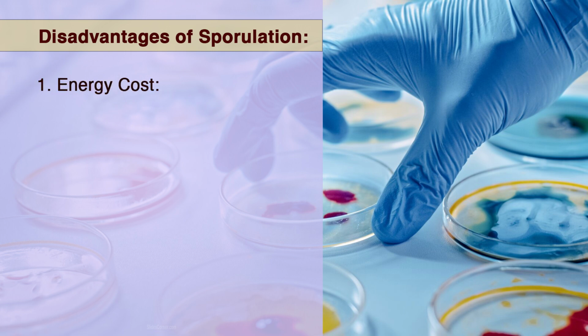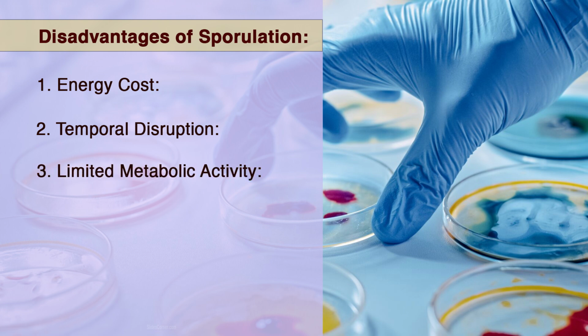So, first is energy cost. Producing spores requires significant energy and resources from the organism. This can be a disadvantage when resources are limited or conditions are not optimal for growth. Second one is temporal disruption. Sporulation often involves a transition period where the organism ceases active growth, during which time the organism may be vulnerable to predation, competition or other environmental pressures.